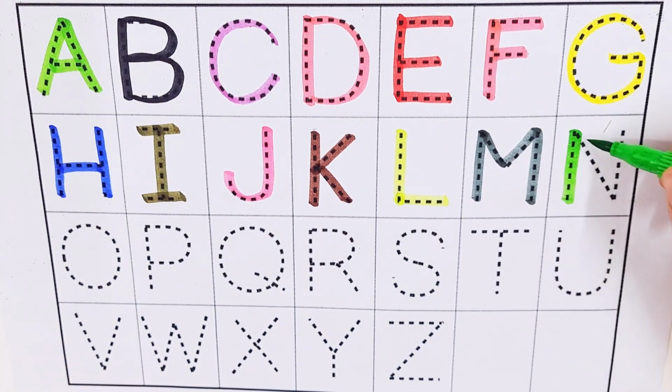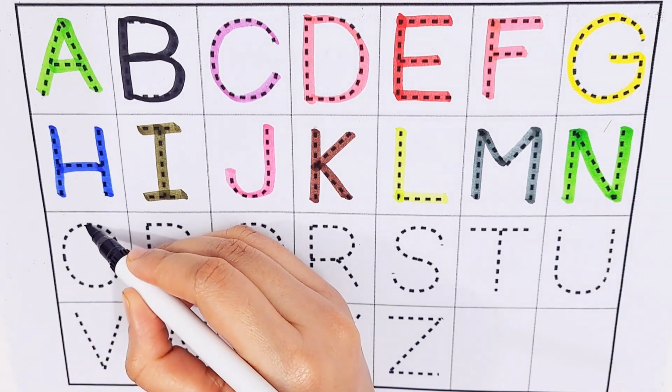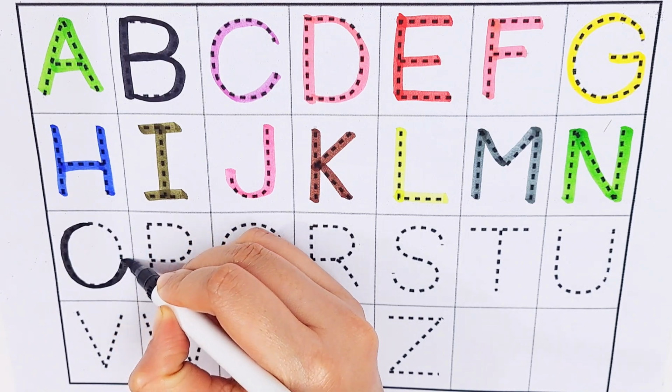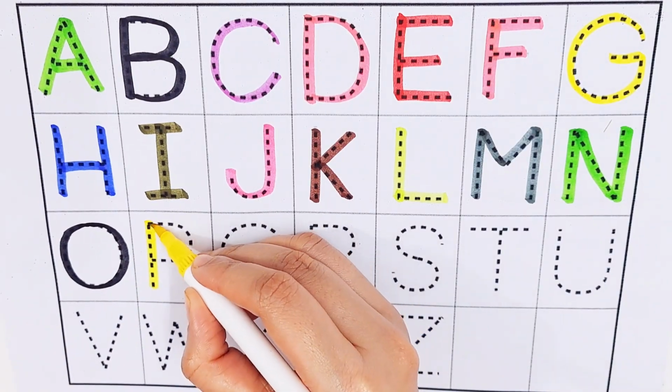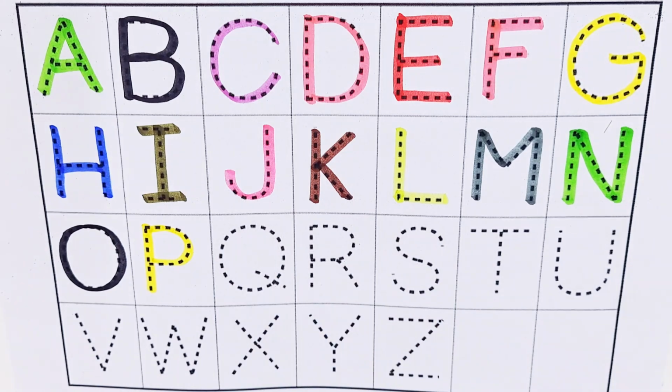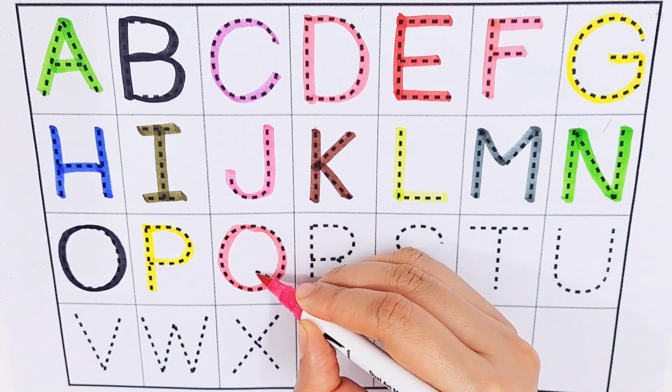Green color. N for nails. Black color. O for oil. Yellow color. P for pencil. Pink color. Q for queen.